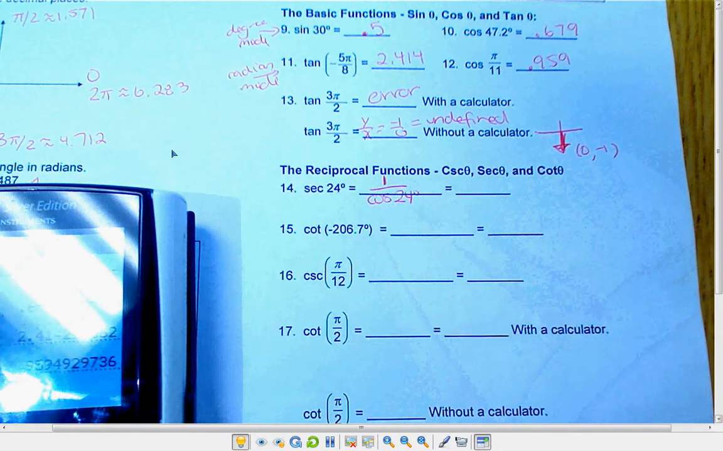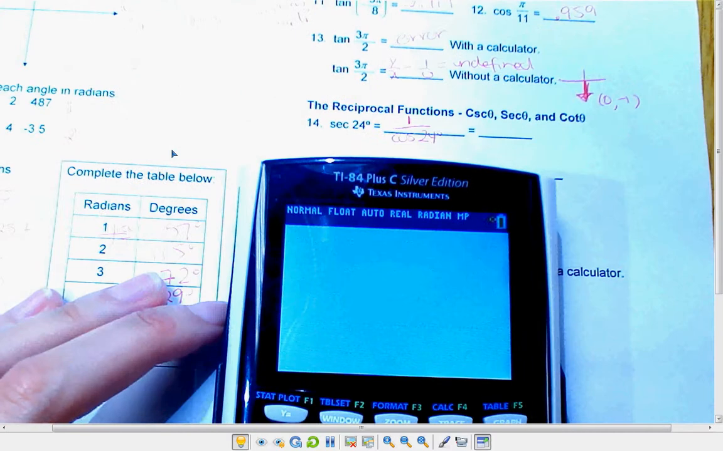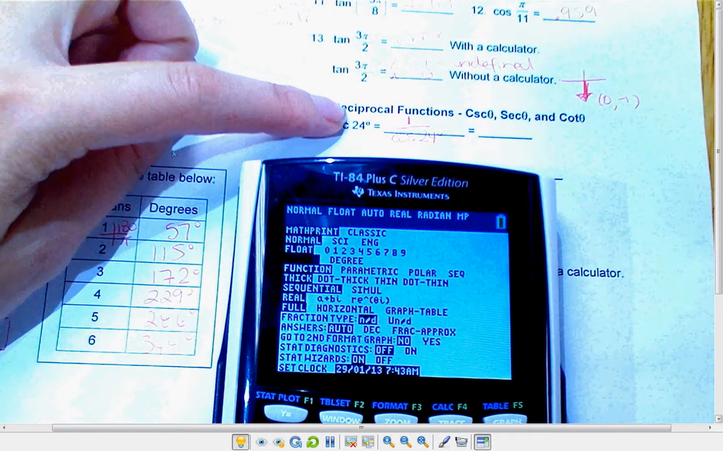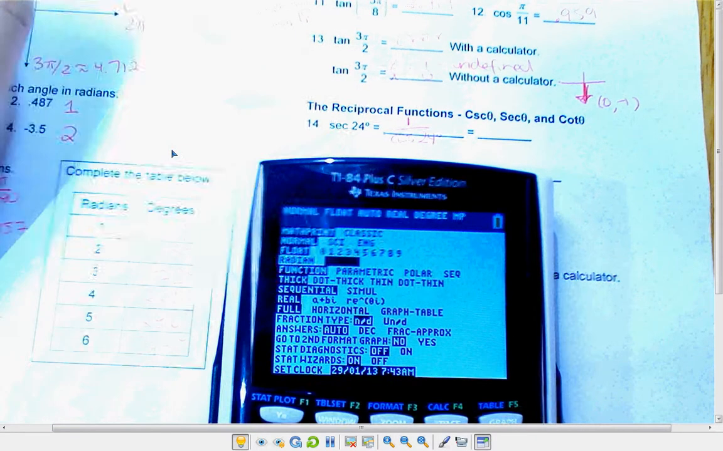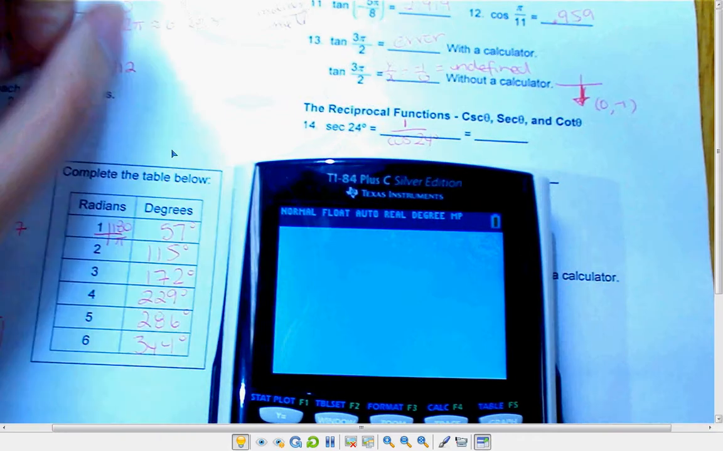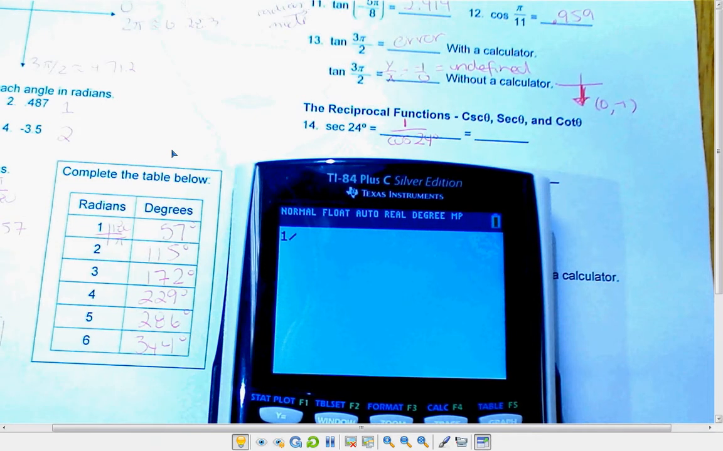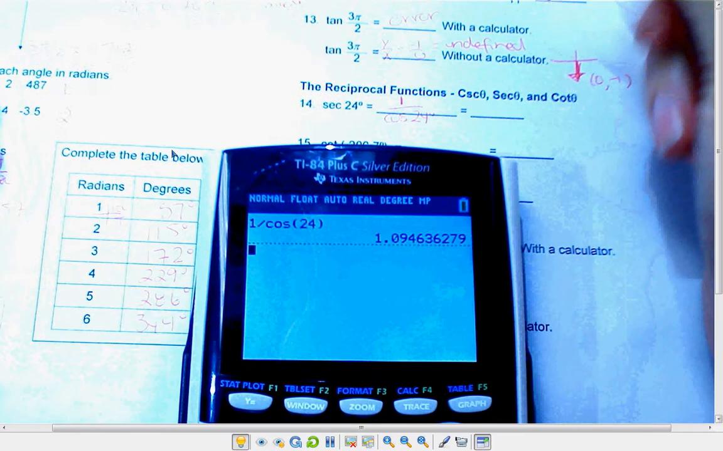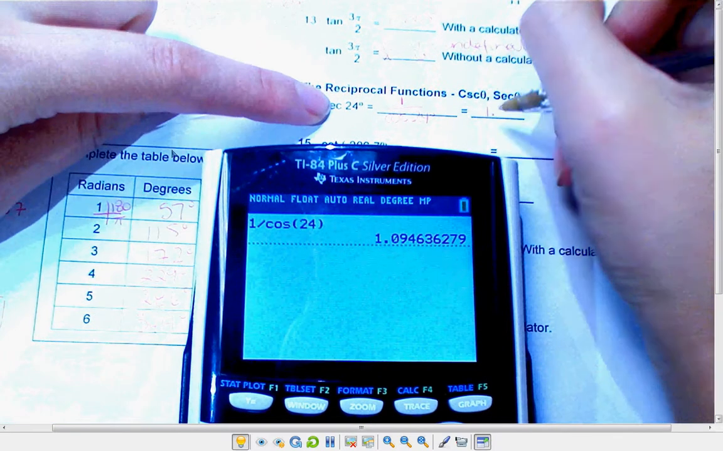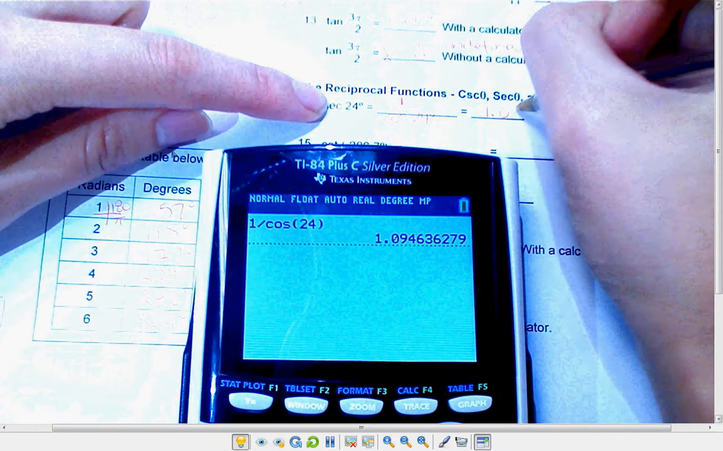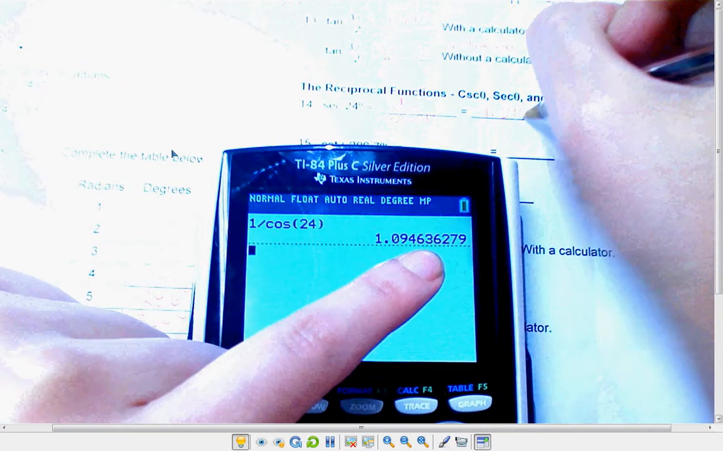So first, let me make sure I'm in the right mode. 24 is degrees, so I'm going to go to degrees. Second quit. Now I'm doing 1 divided by cosine of 24. And that'll give me my secant of 24 degrees. So this is 1.095.